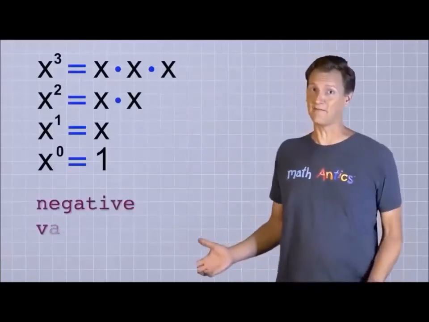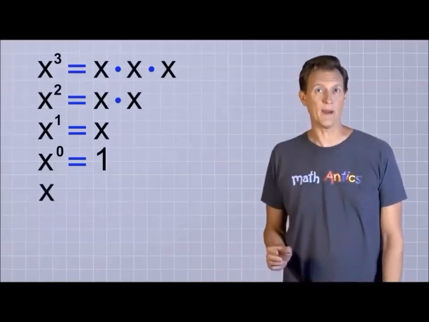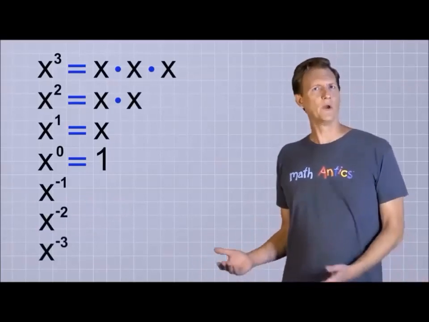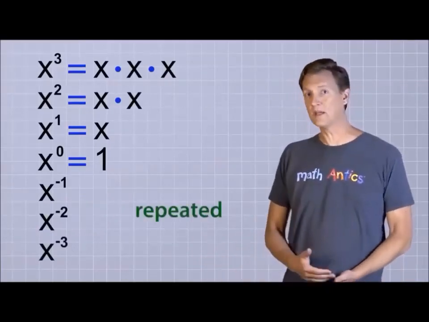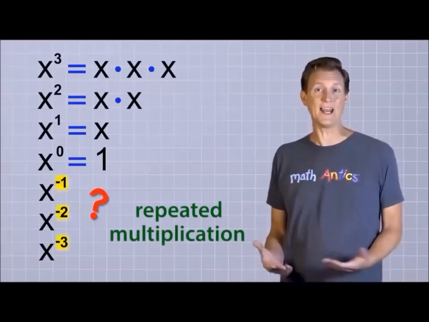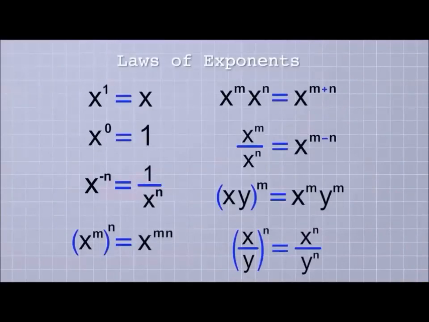Ah, not so fast. Don't forget that integers can have negative values too. For example, what if we had the expression x to the power of -1, or -2, or -3? We know that exponents are a way of doing repeated multiplication. But how in the world could you multiply something together a negative number of times? Well, you can't.